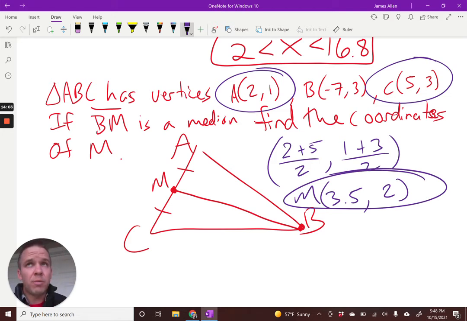A median gives me a midpoint, and then from a midpoint, I can get two congruent segments, or in this case, find my coordinates of it. But if I didn't know how to draw this or where it went, I would be very confused as to what the heck I even need to do. So knowing the terminology, very helpful there.